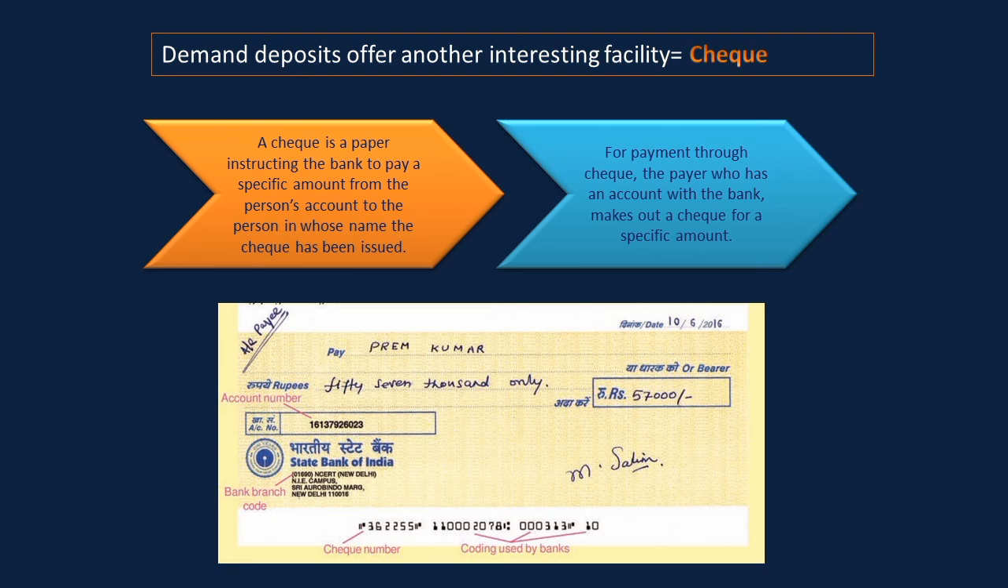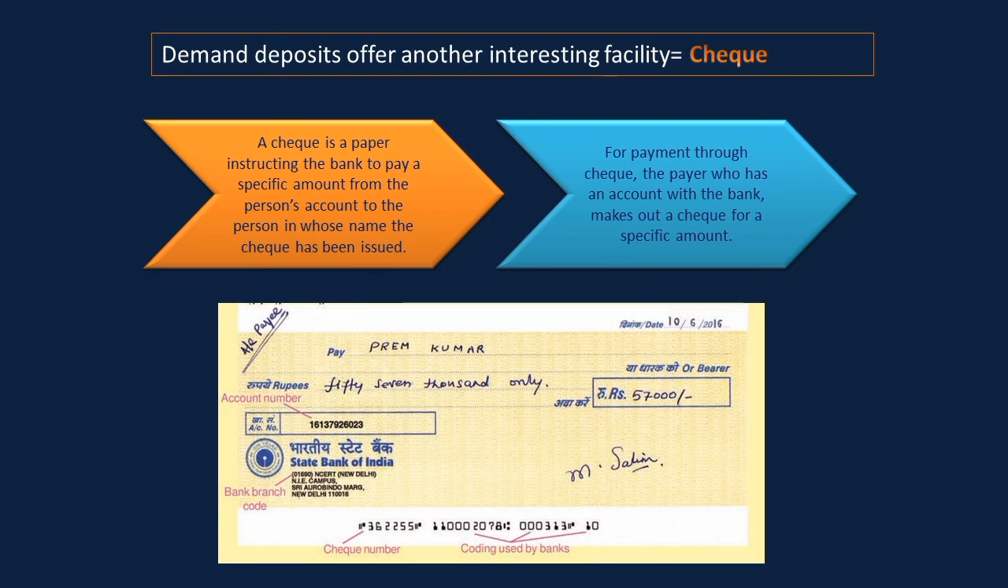It is a paper instructing the bank to pay a specific amount. The payment that we want is called the specific amount. Here in the picture you can see the specific amount is written as 57,000 only, in numbers and also in written form. The account number of the person's account is mentioned in the check. The payee, that is Prem Kumar, and the rupees in words, 57,000 only, are written. The branch name code of the bank, the check number, and the coding used by the bank are written, and most important, the signature of the payer is also there. The date is also mentioned. So the check is the most important thing when we withdraw the deposit from our bank.